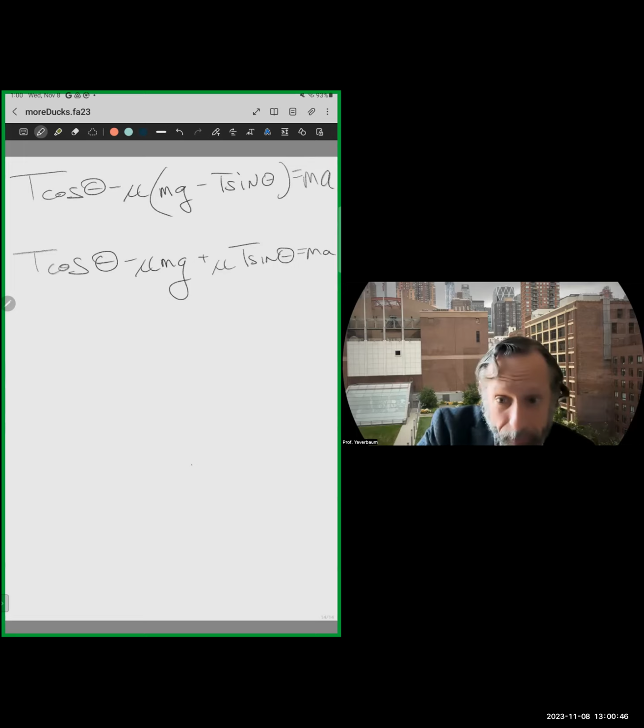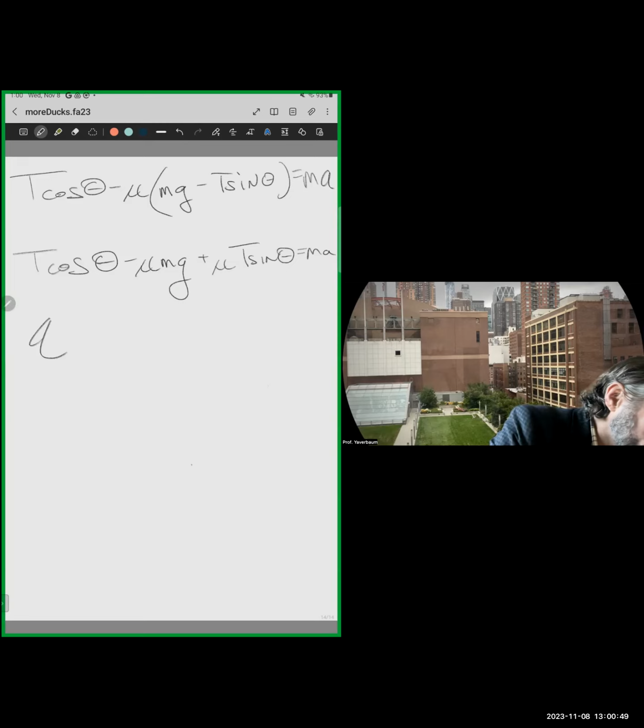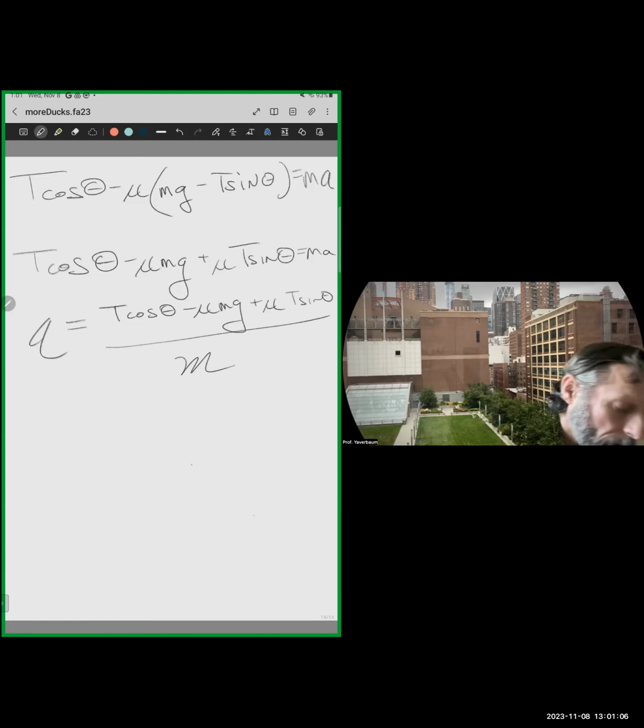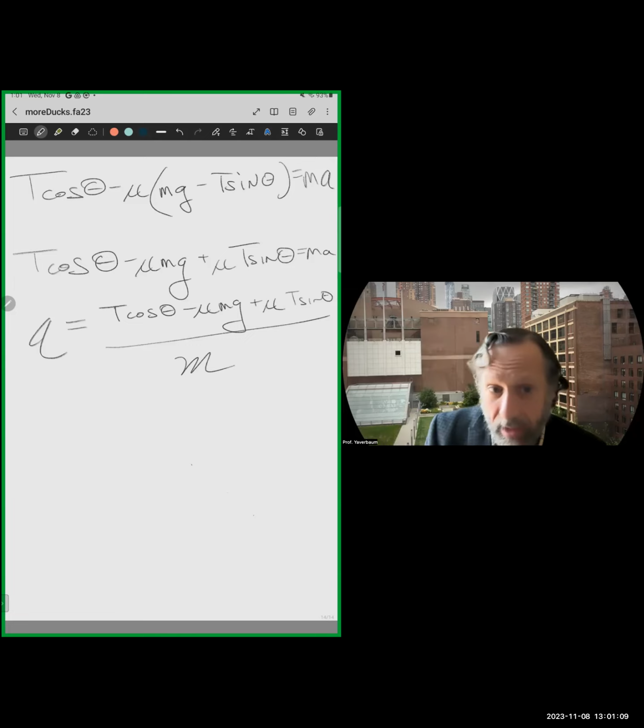Okay, and what are we solving for? We're solving for a. So divide both sides by m. a equals T cosine theta minus mu mg plus mu T sine theta, all over m. And that's it. That's our answer, because I never gave you any numbers for this problem. I just gave you letters. That would be our answer.